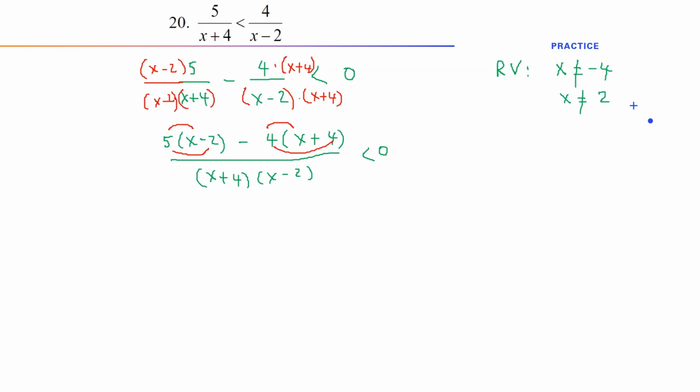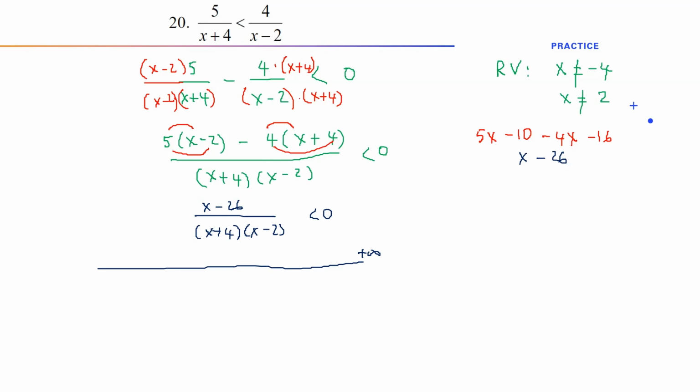Alright, I will write it here. 5x minus 10 minus 4x minus 16. So on the numerator, we will have 5x minus 4x is x, minus 26. I rewrite one more time: x minus 26 over x plus 4 times x minus 2, that's less than 0.